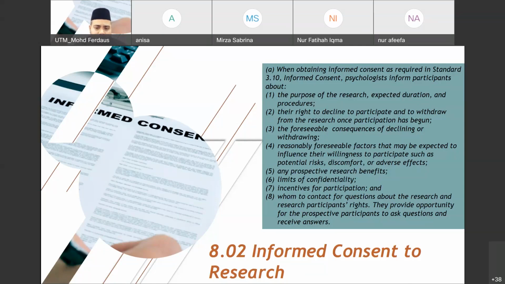Number 7, incentive for participation. We need to inform, basically similar to number 4, for example, if they have any effects, or if we already promised a certain amount of compensation or token of compensation but they stop in the middle, whether they are going to receive it or not. Incentive for participation also has some issues.